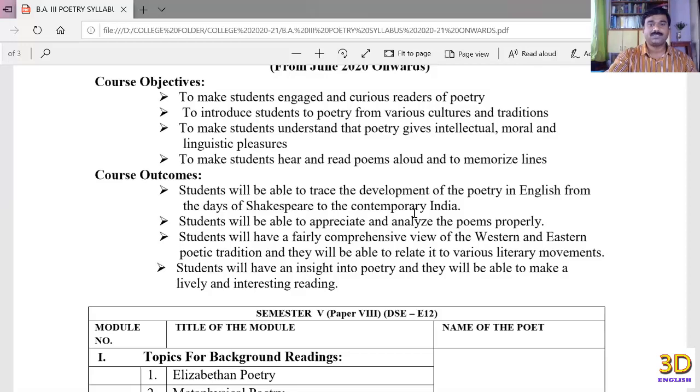And finally, to make students hear and read poems aloud and to memorize lines. The best example of this is when we watch television or listen to the radio, at that time we hear some advertisements. In these advertisements, there are some lines of poetry, you can say songs, very short or small songs. These lines are on the tip of our tongue and we can recite them anytime. So this is what we are going to learn, that we have to hear and read poems in such a manner that we like them.